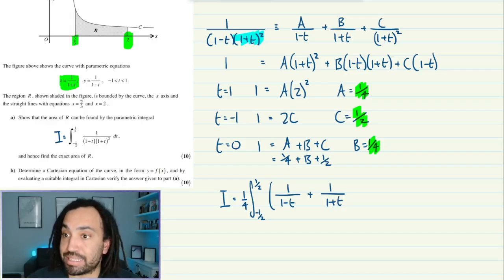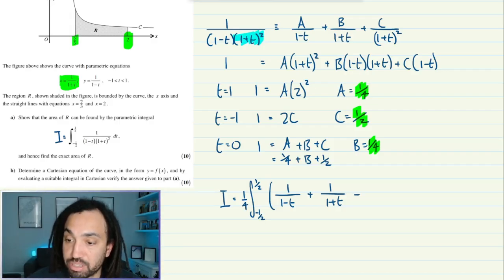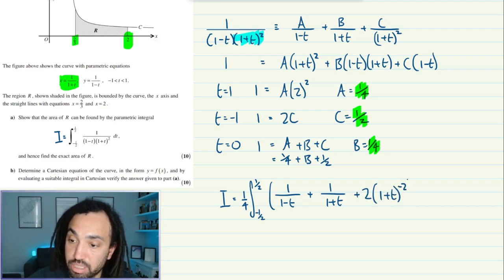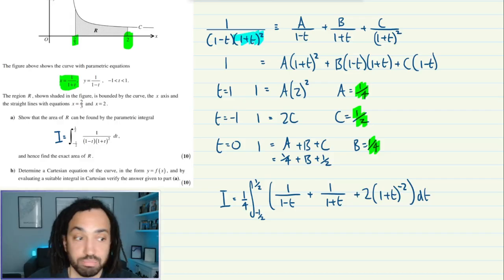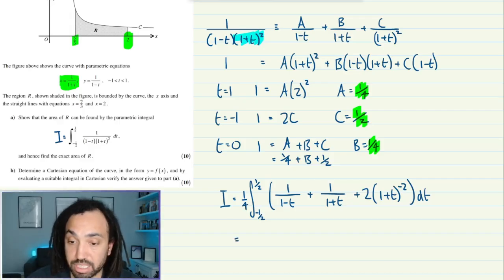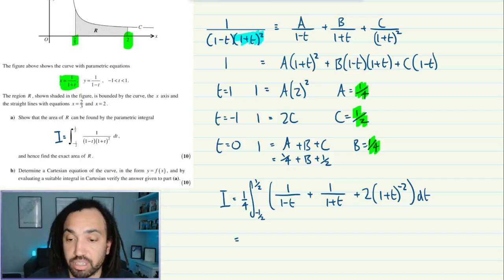And then c is a half, but I've taken a quarter out, so that's going to leave me 2. And I'm actually going to write this one as 1 plus t to the minus 2, just because I know it's not going to integrate to a ln, and it just reminds me not to ln it by mistake. I'm just going to use a standard integration technique to integrate that one rather than the ln method.